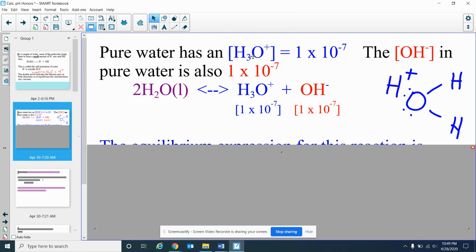Well, pure water has an H3O plus or H plus concentration of 1 times 10 to the minus 7th, and then the OH minus is also 1 times 10 to the minus 7th, because the water is breaking apart. And I'm showing two water molecules because, again, the H plus jumps on the one. So one water molecule is splitting apart, but the hydrogen ion from that is jumping on another water. So that's why we have two waters on this side to make this.